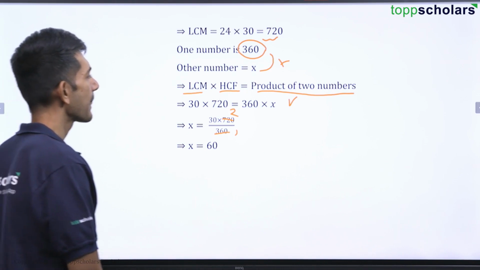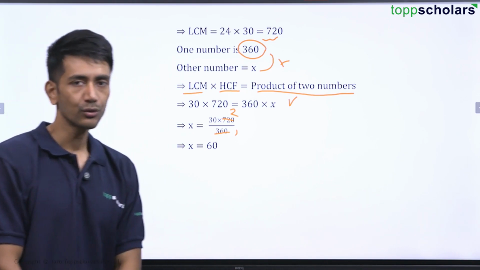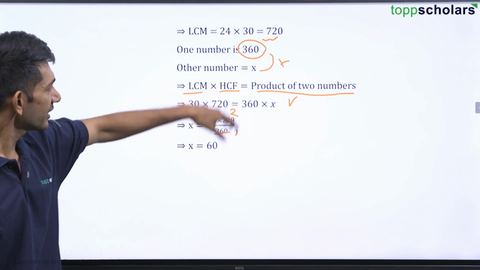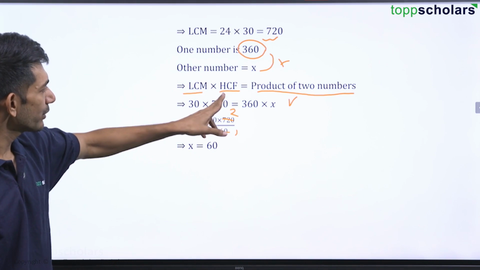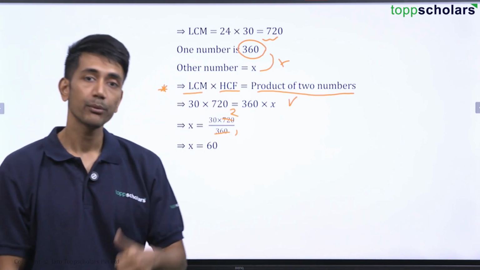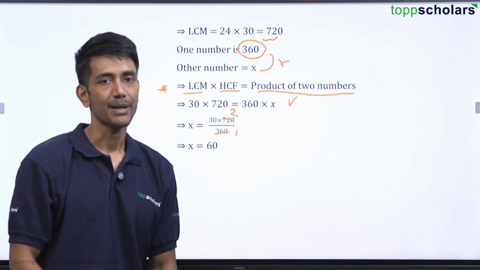I hope this is clear. Simple question. So we have two numbers, one number is 60, the other number is 360, and LCM into HCF is product of two numbers. This is a very important concept from your real numbers chapter.